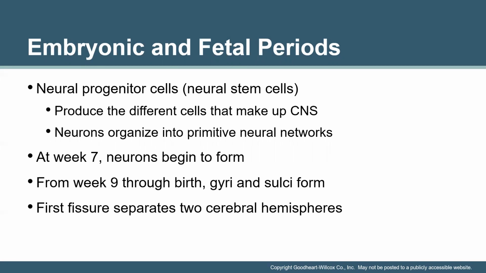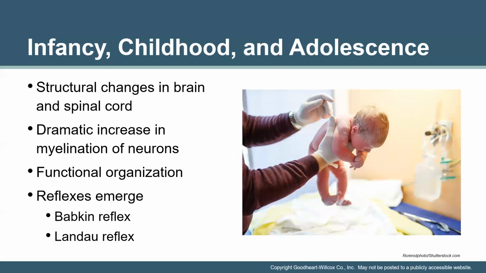When we are developing, and this is pretty cool, there are neuroglial supporting cells that are going to escort neurons to the right place. From week 9 through birth, we see that gyri and sulci form. We're going to see the fissures created in the separation of the hemispheres as well.